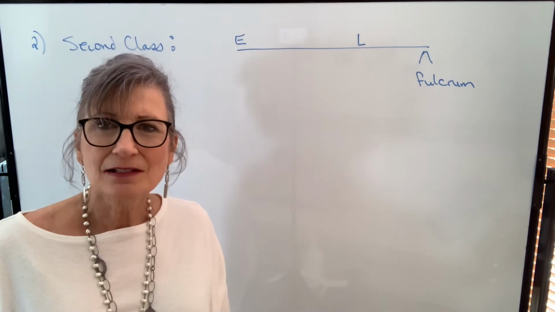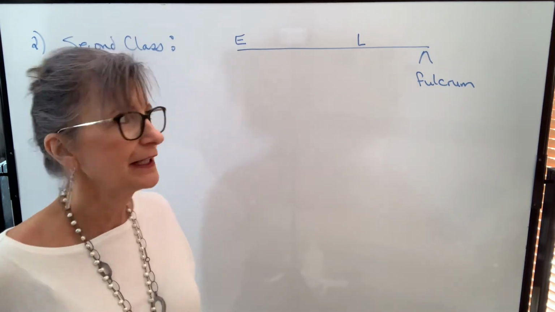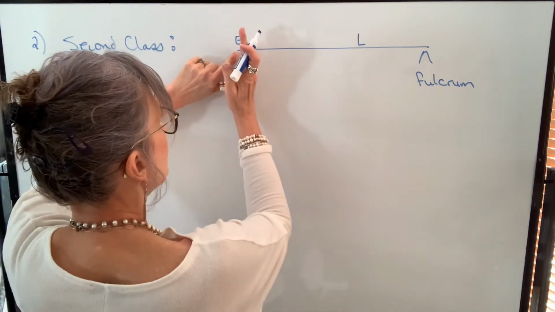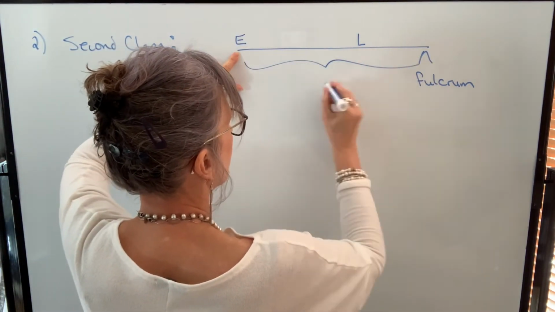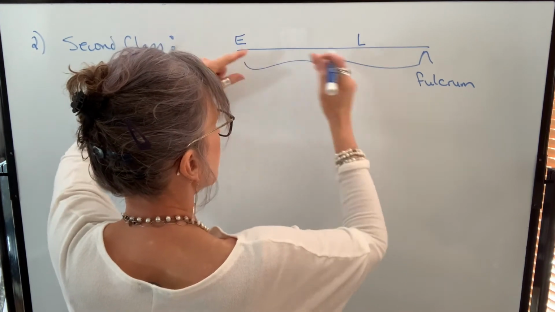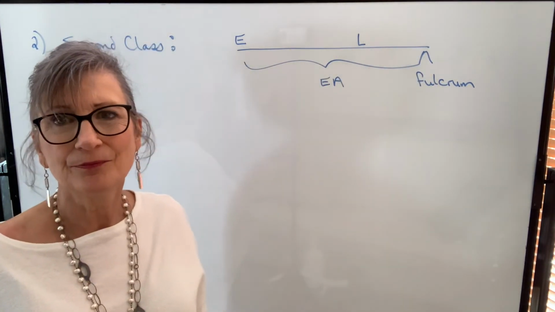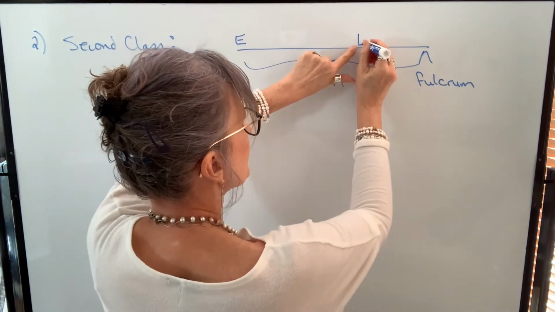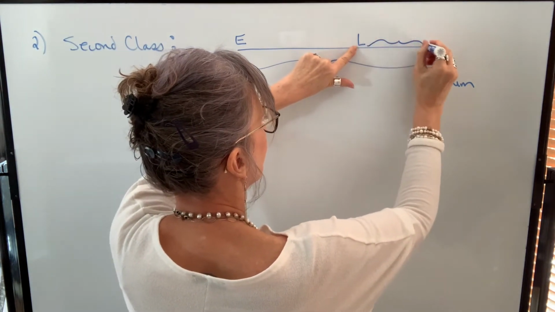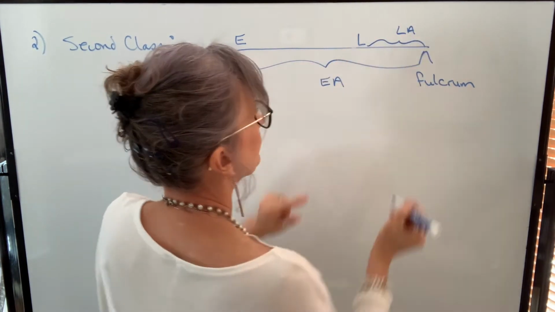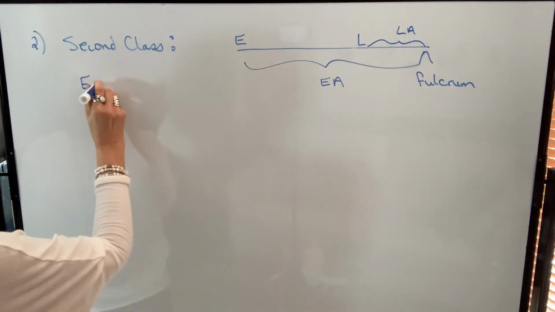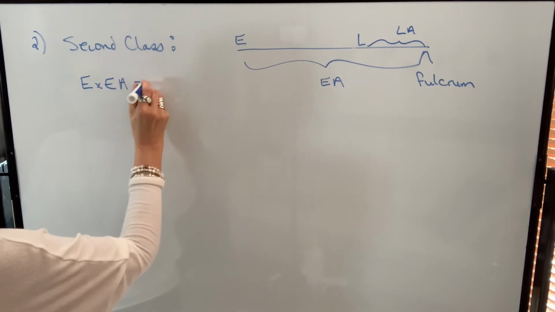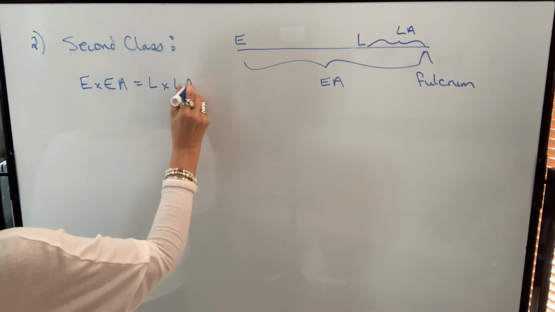With a second-class lever, you're going to get the maximum mechanical advantage because the effort arm, which is the distance from the effort to the fulcrum, is going to be the whole length of the lever. The load arm will be the distance from the load to the fulcrum. The relationship still holds. Effort times effort arm equals load times load arm.